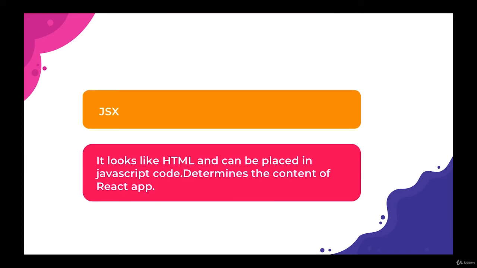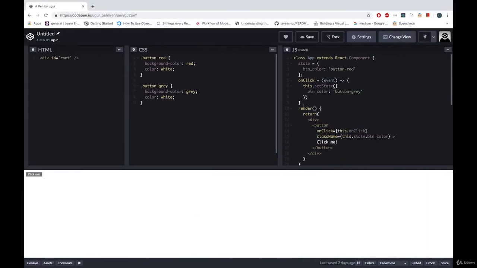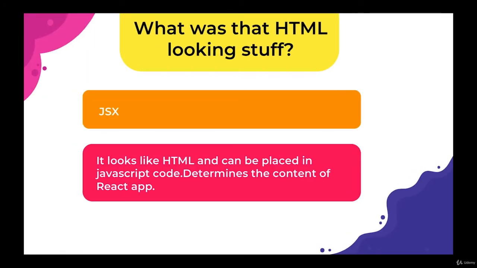What do you think? Next question was, what was that HTML-looking stuff? So back inside of the editor over here, you'll notice that inside of that render method, we had what, sure enough, looks like a little bit of HTML right here. In fact, it's not quite HTML, even though it looks very much like HTML. Instead, what we wrote there was something called JSX. So, JSX is a special dialect of JavaScript.